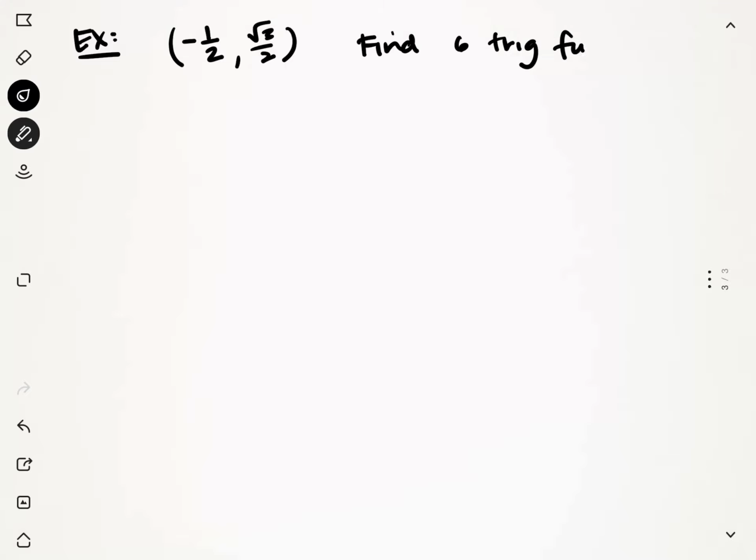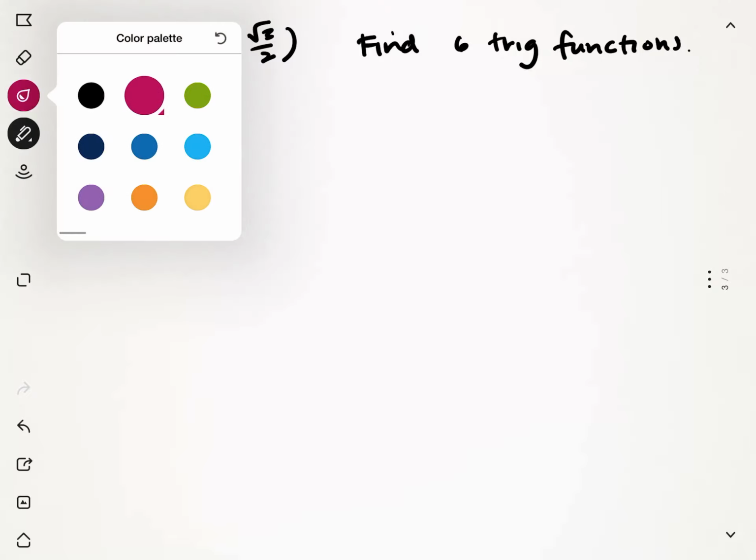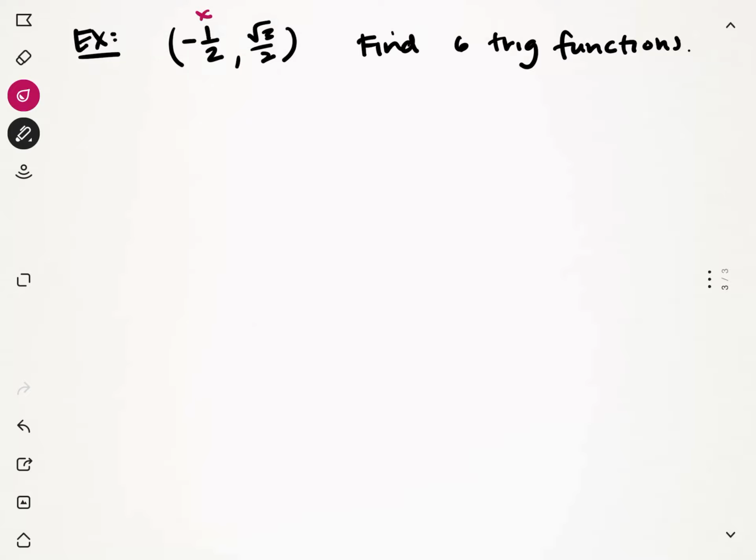So let's do an example. All your problems are going to be similar to this one. So let's say that we're given this point on the unit circle, -1/2, square root of 3 over 2. It's asking us to find the 6 trig functions. Okay, so the first thing we want to do is label this x and y. As you guys get better at it, you probably find that you don't have to label it, but I think that starting off, it'll help you guys out a lot.